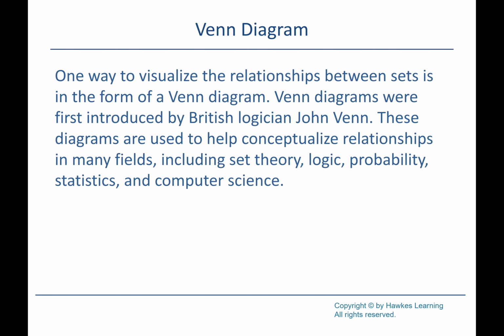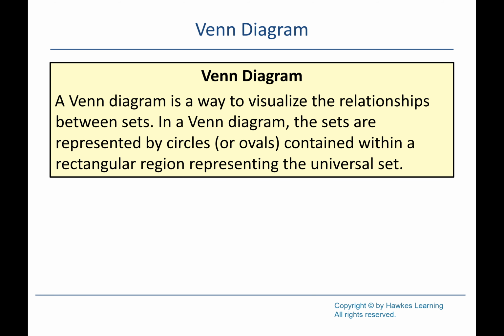So all it is, we start off, and lots of times the ones you see outside of class don't do this, but what we're going to do is start off with a rectangle to represent our universe, our universal set. And then inside of that, anytime we want to represent a set, we use a circle or an oval. It doesn't have to be a perfect circle to represent our set.